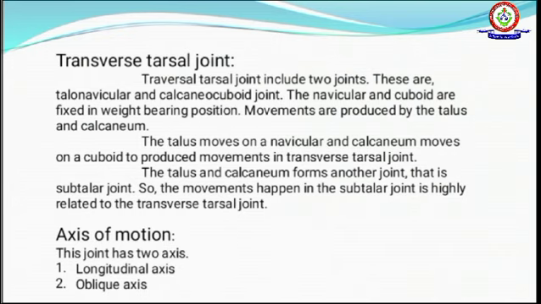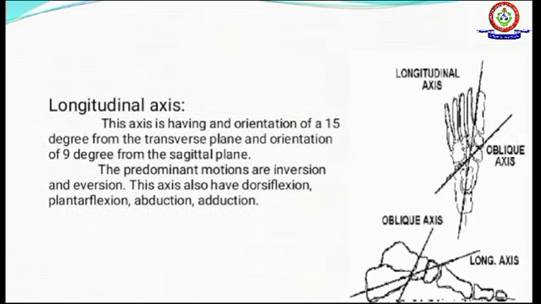Axis of motion. This joint has two axes, the longitudinal axis and the oblique axis. Longitudinal axis. This axis has an orientation of 15 degrees from the transverse plane and 9 degrees from the sagittal plane. The predominant motions are inversion and eversion. This axis also has dorsiflexion, plantar flexion, abduction and adduction.